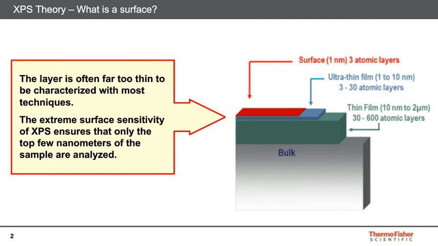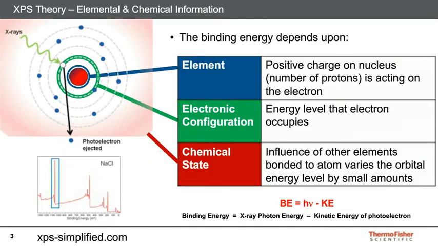This slide shows a brief description of how XPS works. More information can be found at the website noted on the bottom of the slide, xpssimplified.com. An X-ray beam incident on a solid surface will cause photoelectrons to be emitted from the top 10 nanometers of that surface. The energy of the X-rays is typically 1.5 kiloelectron volts. The kinetic energy of the photoelectron tells the analyst 3 things: the element and the electron orbital from which the electron came, and perhaps more importantly, the chemical bonding state of that element.